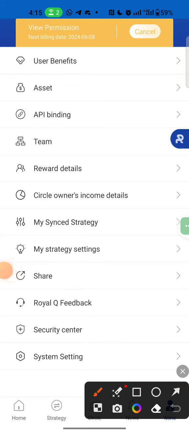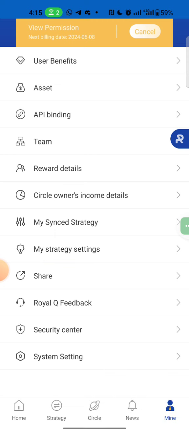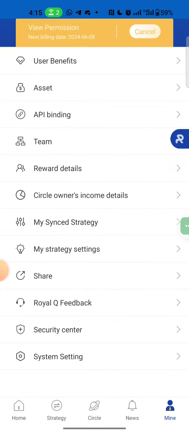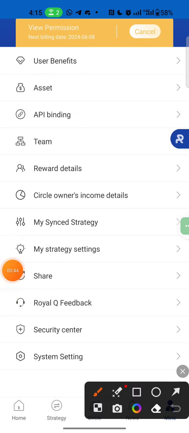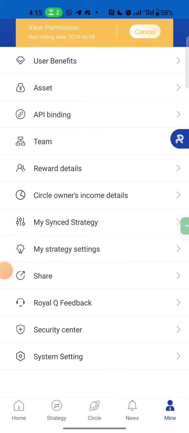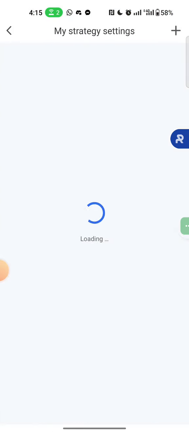That's why here on Royal Q, when you open your Royal Q, you tap on mine, and then you tap on my strategy setting here. On my strategy setting, you tap on mine, then you come here on my strategy setting. This is where we are going to set our strategy this evening.